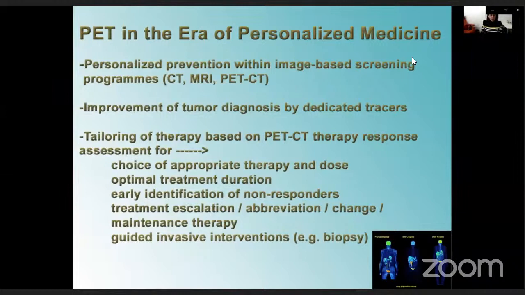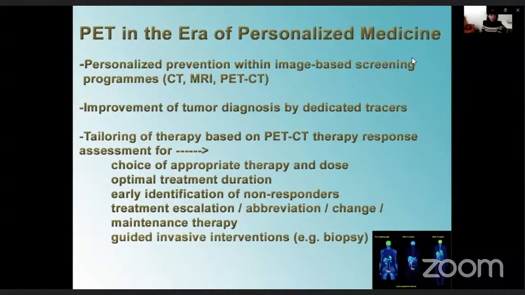Now let's come in particular to PET. What will be the role of PET in the era of personalized medicine? In my opinion, PET will be used for the improvement of tumor diagnosis by using dedicated tracers like PSMA for the diagnosis and management of prostate cancer.